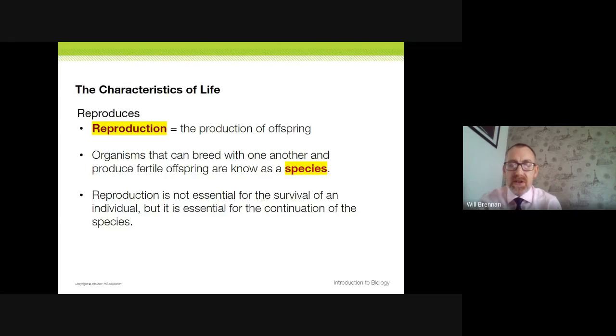But reproduction is not essential for the survival of an individual. One organism in a species will die, and reproduction is not going to change that. But what reproduction does is ensure that the species survives. So reproduction is not essential for the survival of an individual, but it is essential for the continuation of a species.